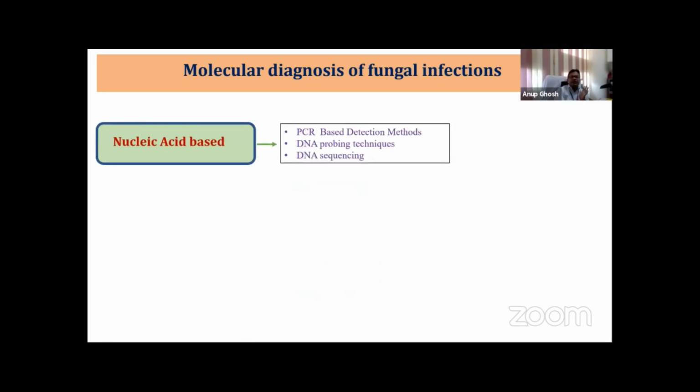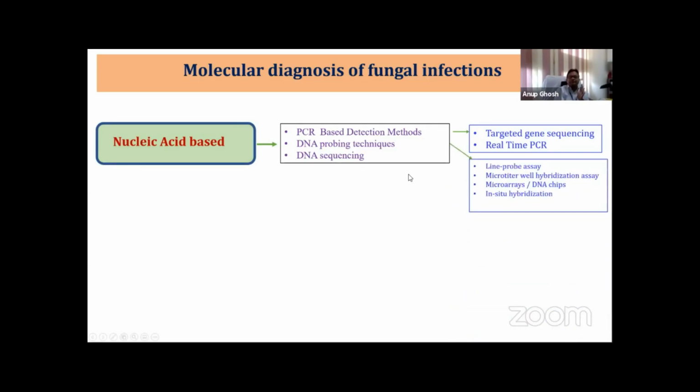In nucleic acid based diagnosis, we have PCR based detection, we have DNA probe based detection, and we have DNA sequencing. PCR based detection can be either targeted gene or sequencing, and then real-time PCR based. And DNA probe-based techniques include line probe assay, microtiter well hybridization, and microarray in situ. But I'm not going to discuss all these DNA probe techniques, as there are some publications for research purposes, but it is difficult to continue in our routine lab. So I will be focusing on whatever is important for our routine lab, and what will ultimately help you, I will touch upon. And lastly, definitely I will talk about DNA sequencing.